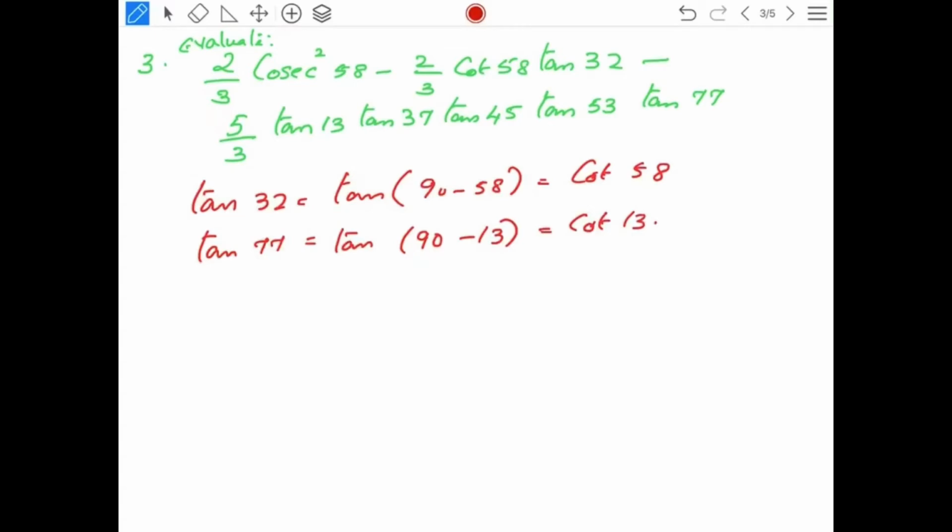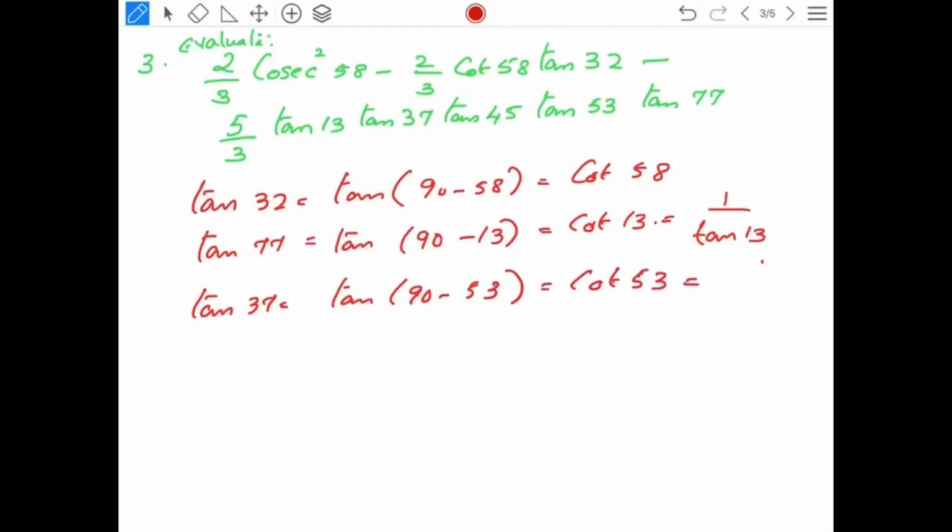So cot 13 can be written as 1 by tan 13. And tan 37 can be written as tan 90 minus 53, cot 53. So this is 1 by tan 53. Now we will substitute it.